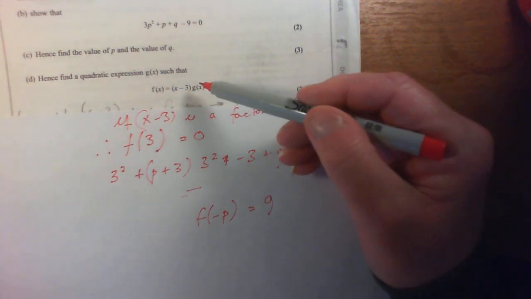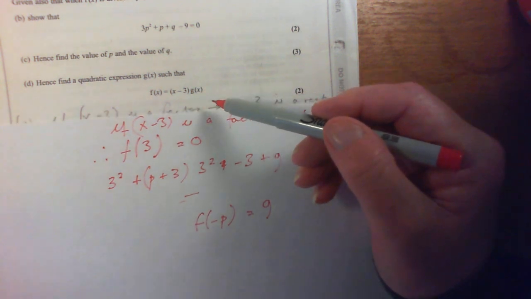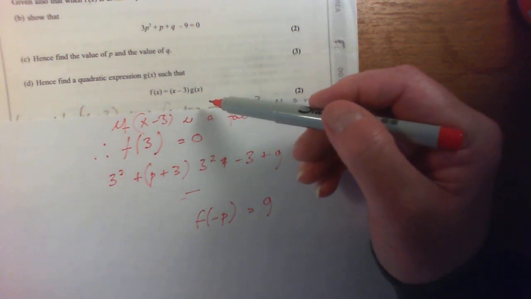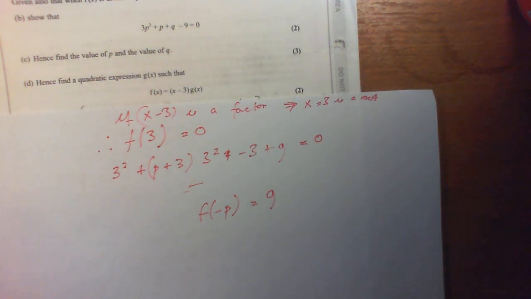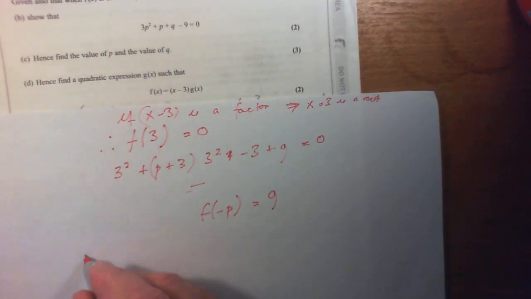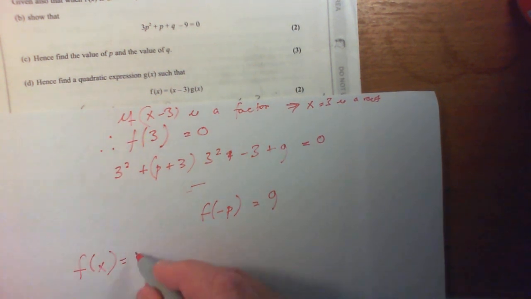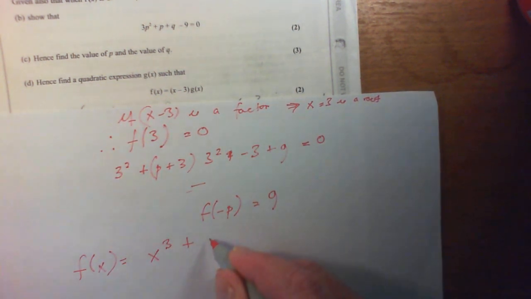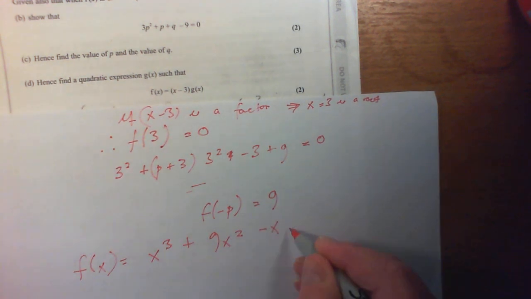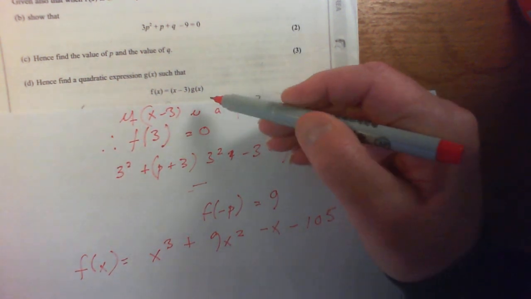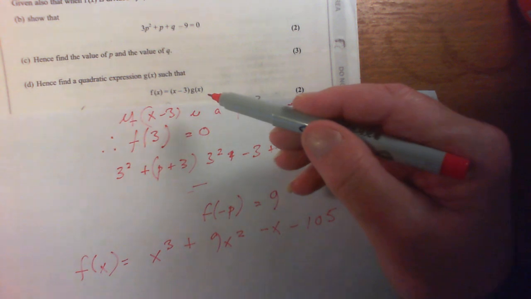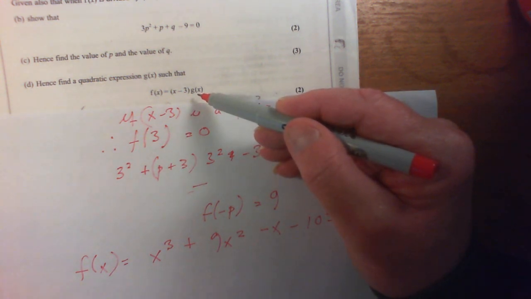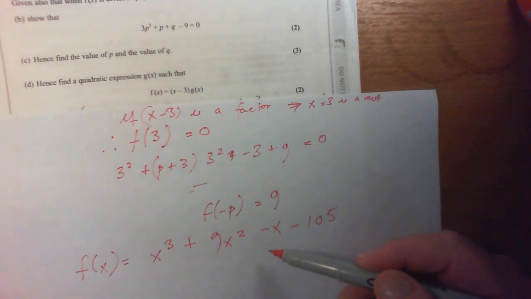What it says at the end is, hence find a quadratic expression such that an expression like this. Basically, up to this part D, what you've got is a cubic. f of x equals x cubed plus 9x squared minus x minus 105. So it's saying take that expression and get it into finding a quadratic expression here. Basically to decompose this cubic.